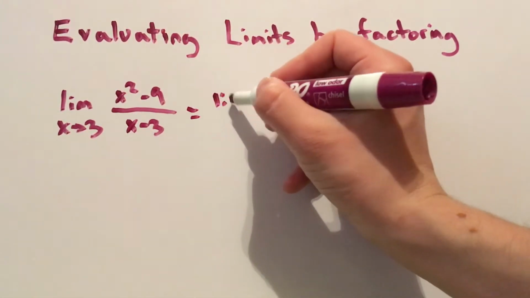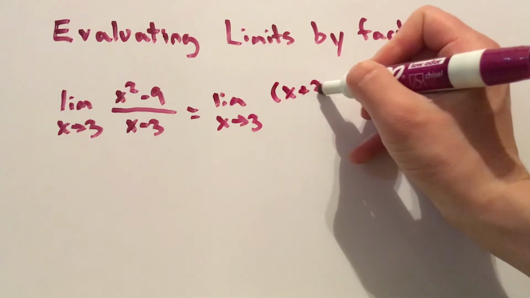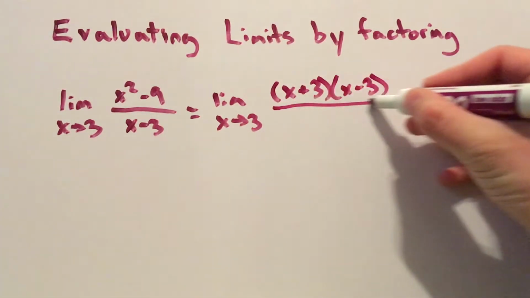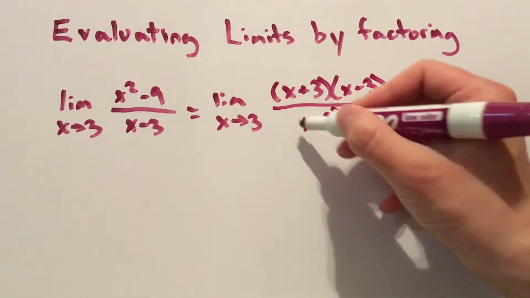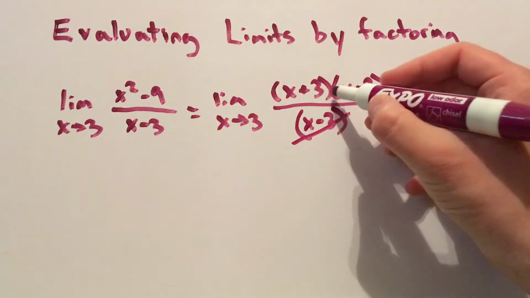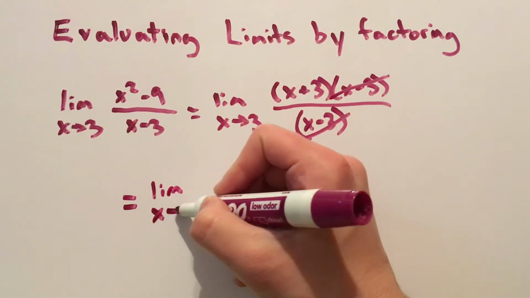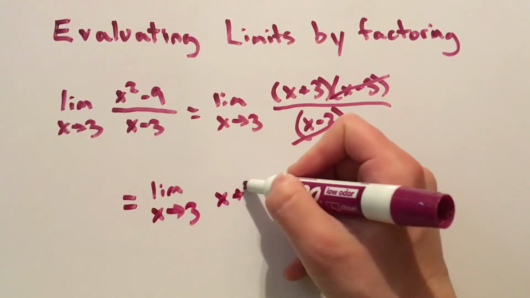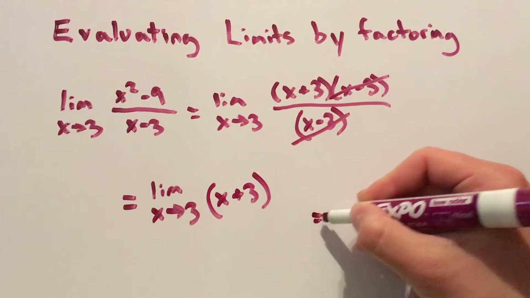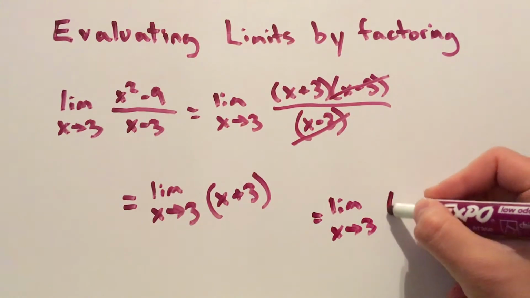So we can actually factor the numerator in this problem. So limit as x approaches 3 of x plus 3 times x minus 3. And on the bottom, we're still going to have x minus 3. You'll notice we have an x minus 3 on both the top and the bottom, so we can cancel those out, which leaves us with limit as x approaches 3 of x plus 3. From here, we can just plug in 3 for x, and we get that the limit as x approaches 3 is 6.